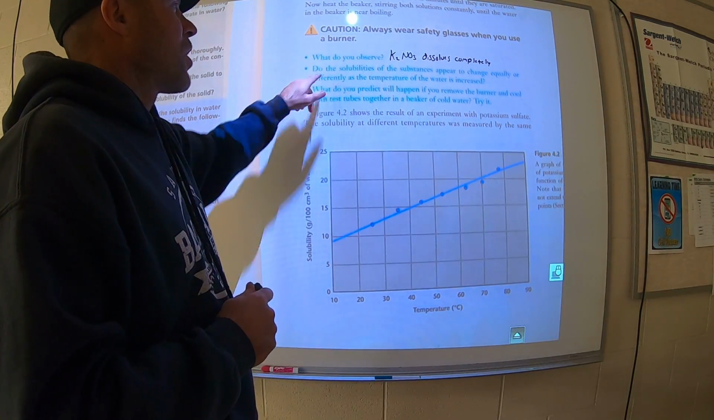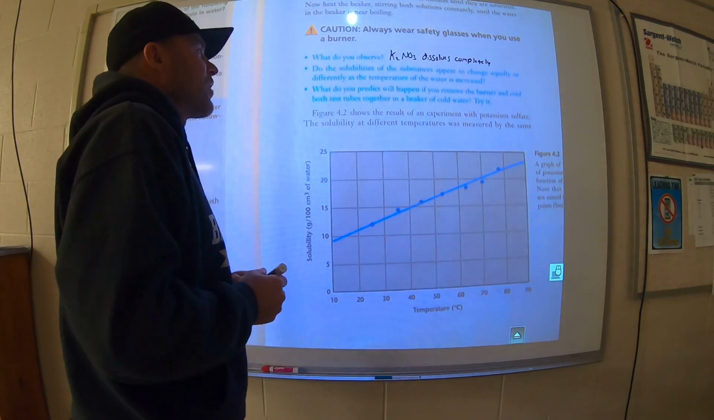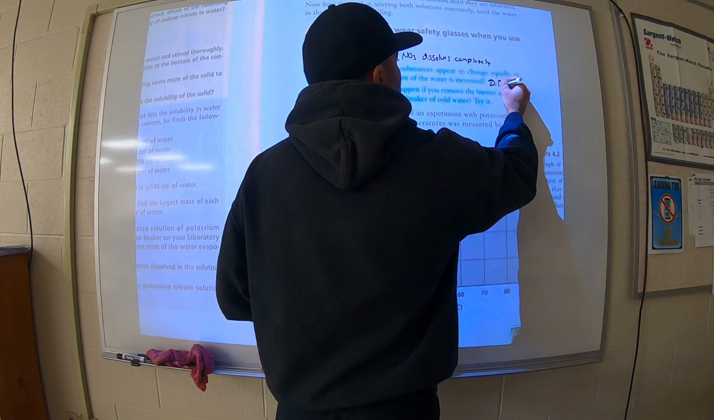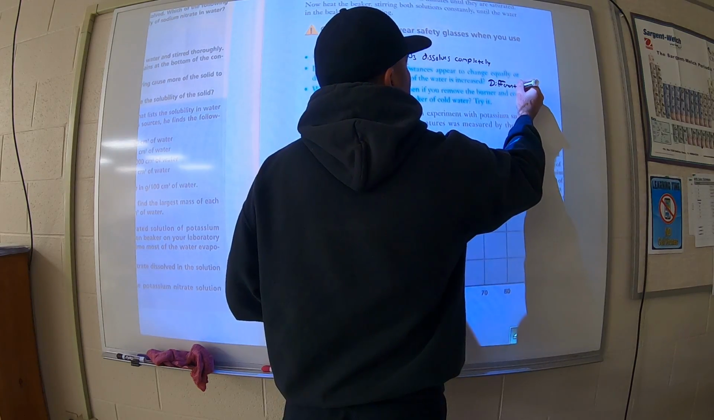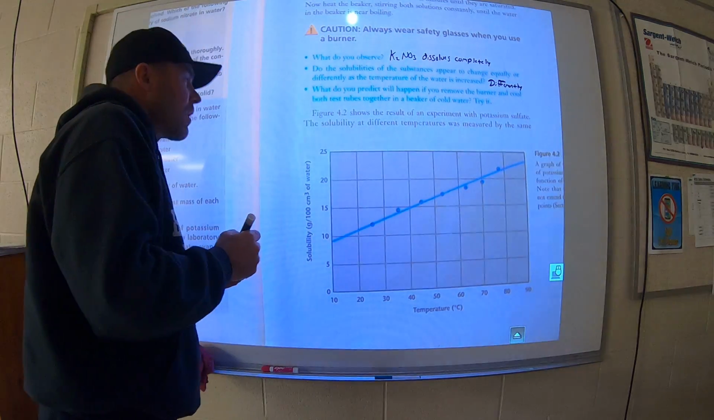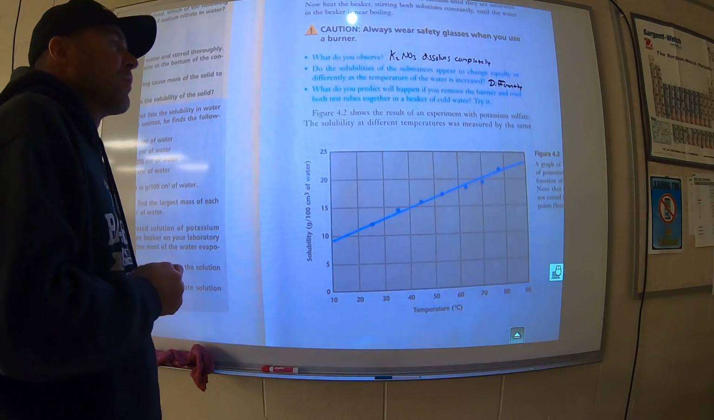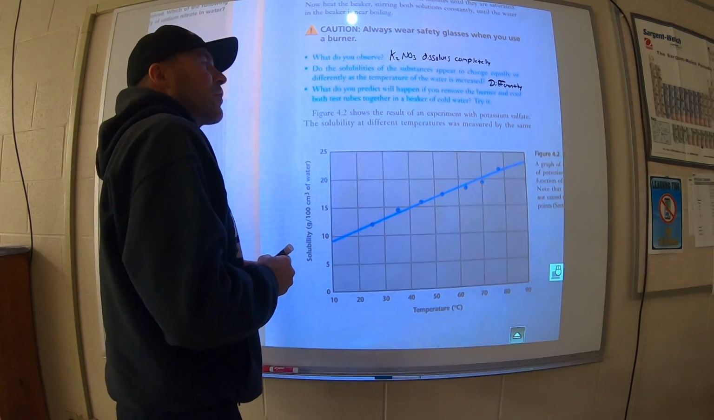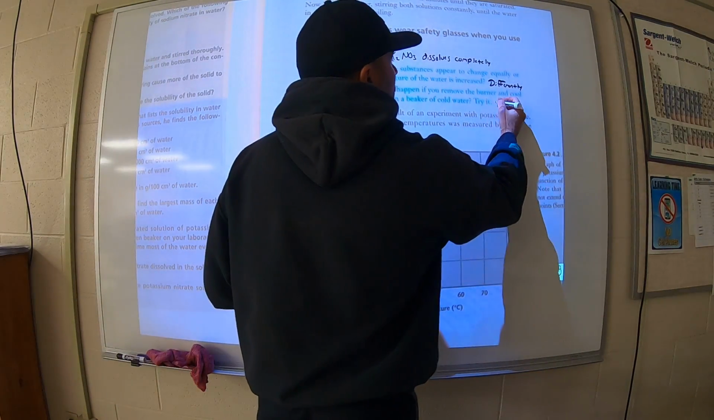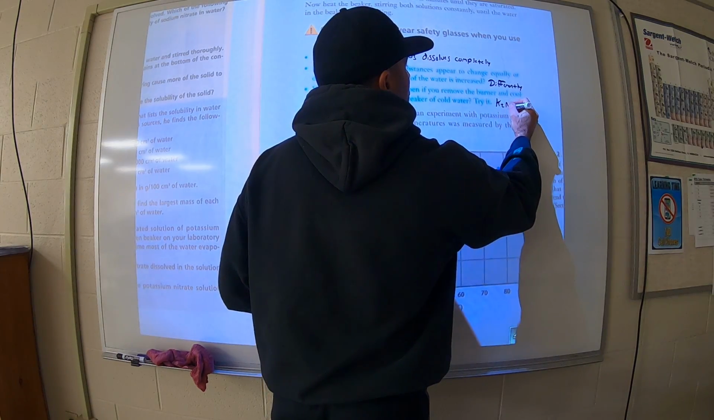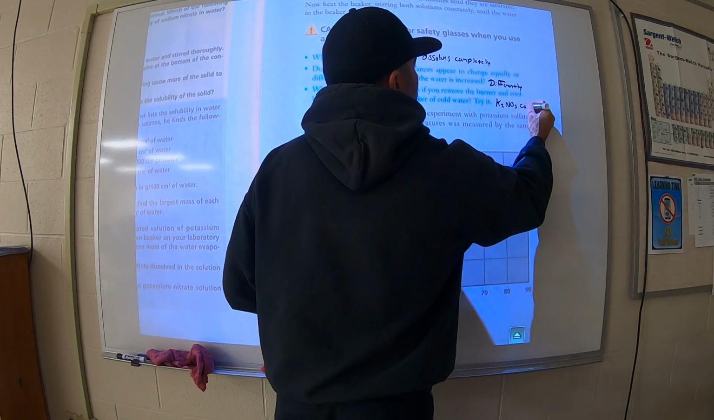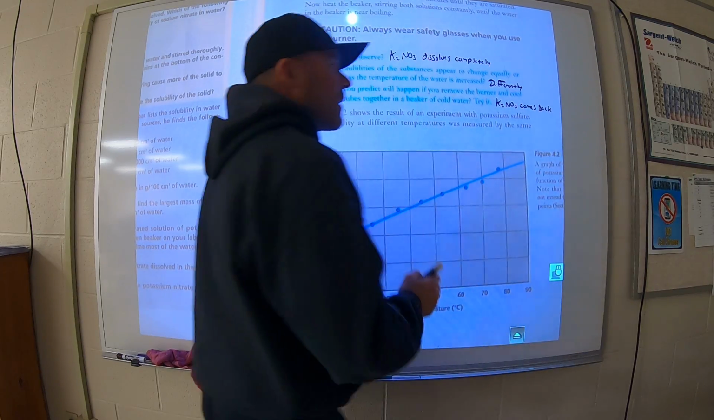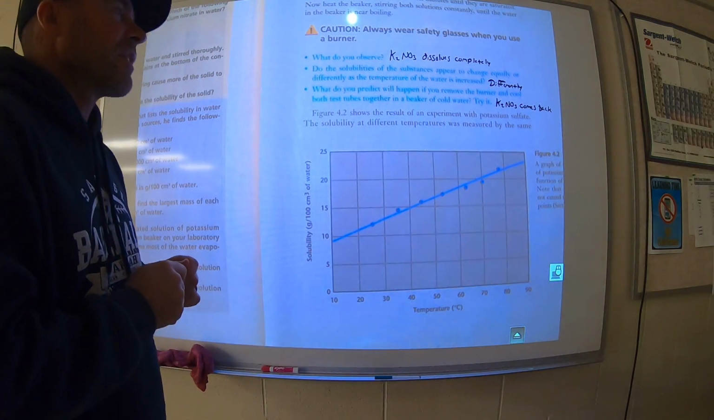The next question, do the solubilities of substances appear to change equally or differently as the temperature of the water is increased? They change differently. And number 3, what do you predict will happen if you remove the burner and cool both test tubes together in a beaker of cool water or cold water? What happens is KNO3 comes back. It doesn't stay completely dissolved any longer.